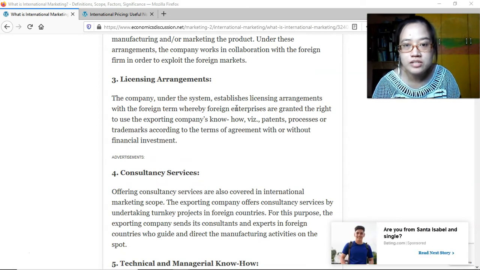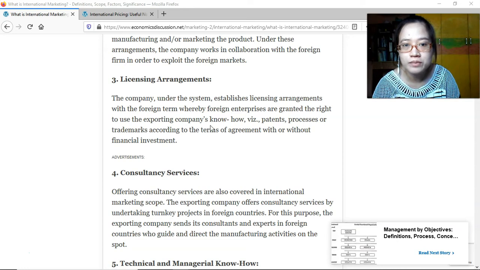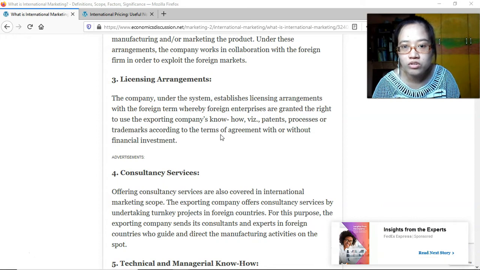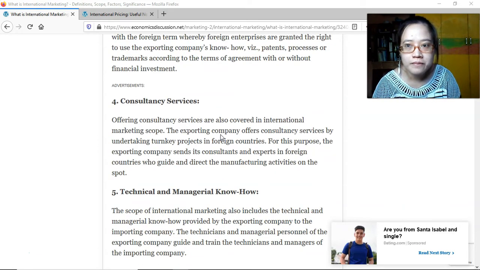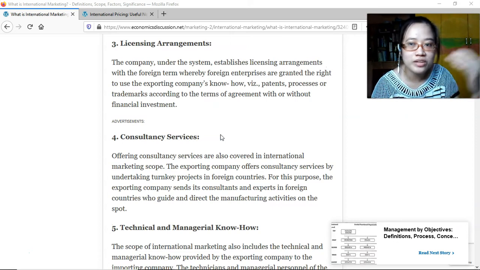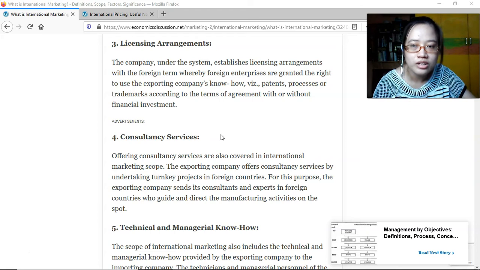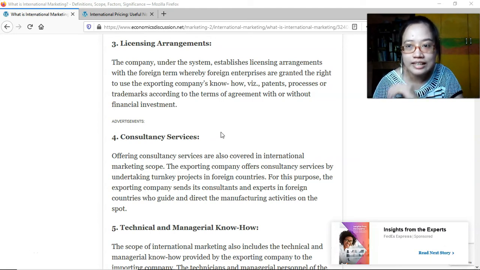Licensing arrangements. The company under the system establishes licensing arrangements with a foreign firm whereby foreign enterprises are granted the right to use the exporting company's know-how, viz. patents, processes, or trademarks according to the terms of agreement, with or without financial investment. Okay, so this would apply for products that have trademarks, copyrights, patents, things like that. Although they are licensed in this country, if it's not an international recognition or an international license, then they would have to apply for another license in that other country.